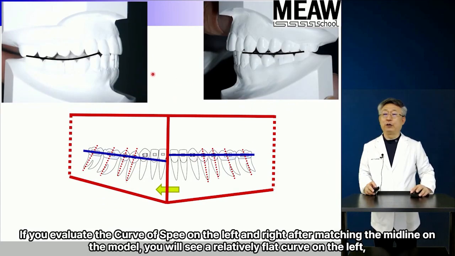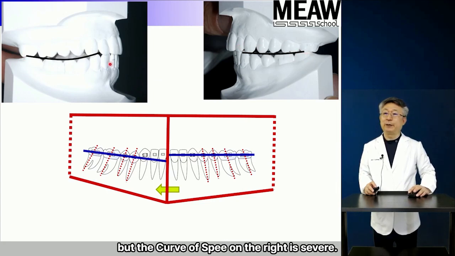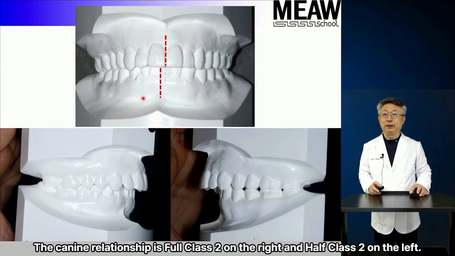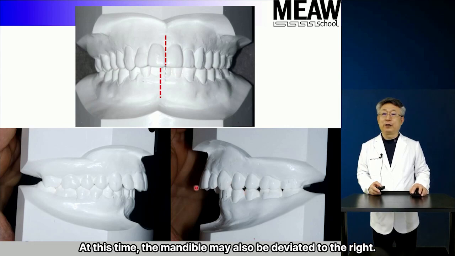If you evaluate the curve of SPI on the left and right after matching the midline on the model, you will see a relatively flat curve on the left. But the curve of SPI on the right is severe. The canine relationship is full Class 2 on the right and half Class 2 on the left. At this time, the mandible may also be deviated to the right.